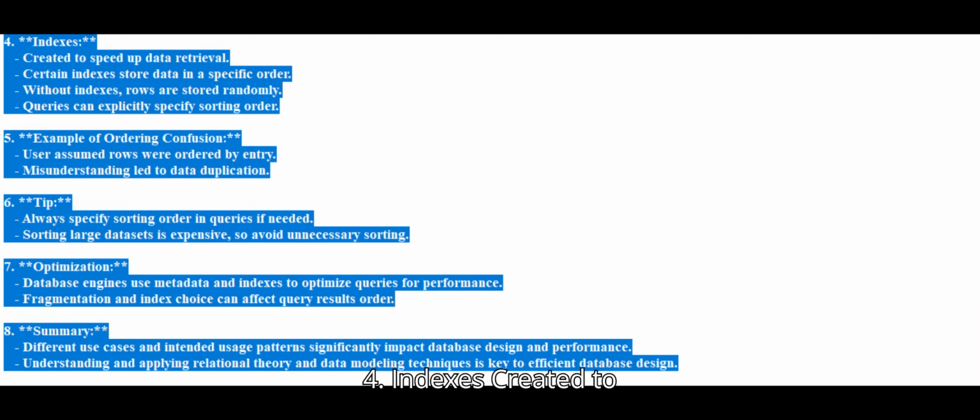4. Indexes. Created to speed up data retrieval. Certain indexes store data in a specific order. Without indexes, rows are stored randomly. Queries can explicitly specify sorting order.